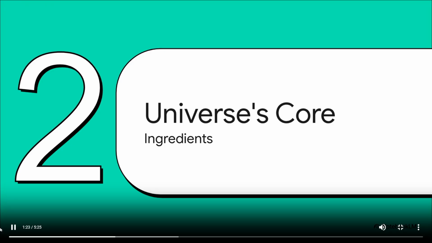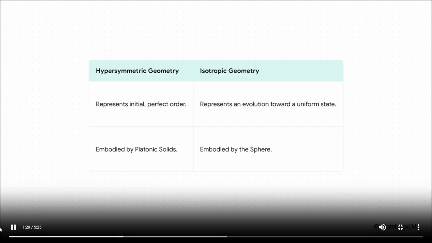So, what are the key pieces of this cosmic recipe? What kind of math do you need to tell a story this big? This is such a cool way to visualize the main story. The theory says the universe began with this perfect, intricate symmetry, kind of like a platonic solid, where every single side and angle is identical. But then it evolved. It sort of relaxed into the simplest, most uniform shape there is, a sphere. And that journey from complex, perfect order to simple uniformity, that's the whole ballgame.